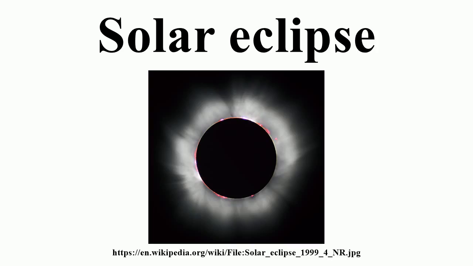The Moon's orbit around the Earth is inclined at an angle of just over 5 degrees to the plane of the Earth's orbit around the Sun.